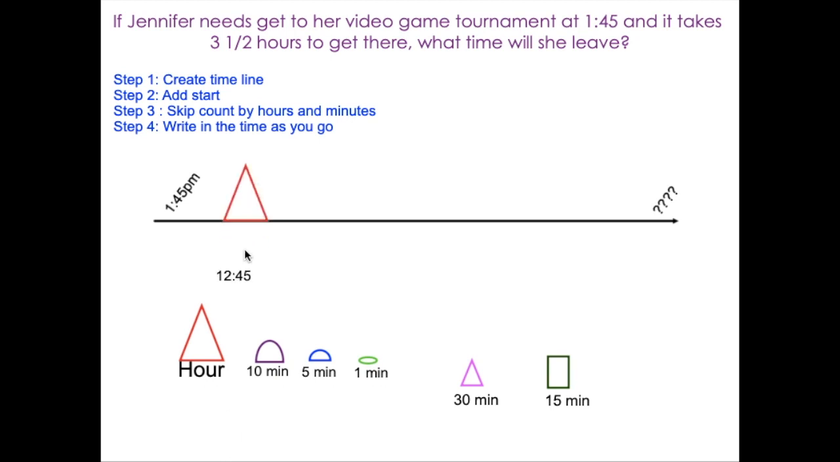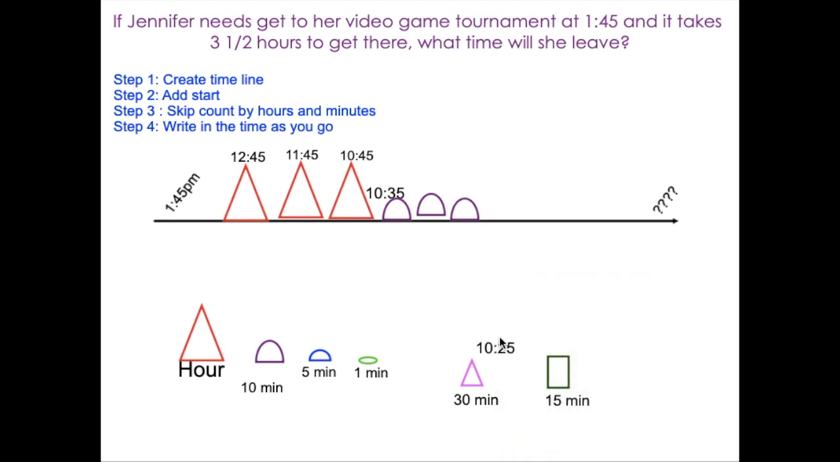Okay, so an hour before 1:45 is 12:45, 11:45, and 10:45. So there's my 3 hours. 1, 2, 3. And then 3.5 hours, so 30 minutes. 10, 20, 30. So that would be 10:45, 10:35, 10:25, and 10:15. So she has to leave her house at 10:15.